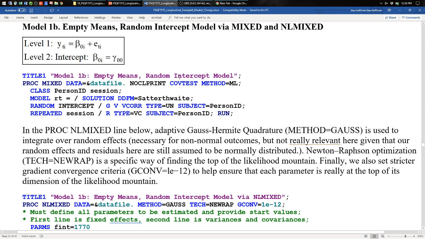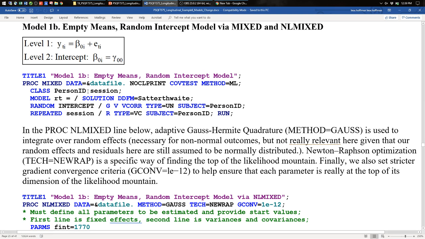So model 1B here repeated. This is our beginning step always. Empty means random intercepts. Only a fixed intercept says we have no change whatsoever. Random intercept says there's only individual differences in the mean, and we use this to compute an intraclass correlation. So if we look at the model, it has 3 parameters: fixed intercept, random intercept variance, and residual variance.